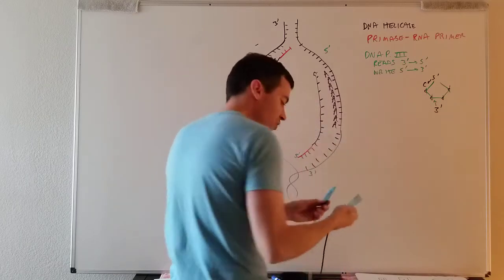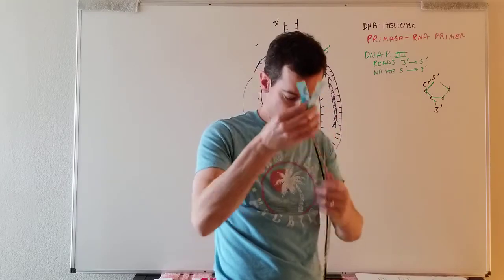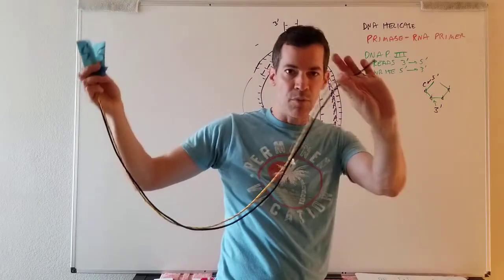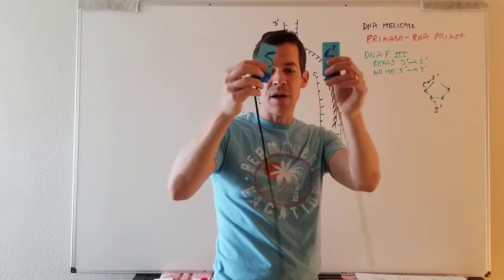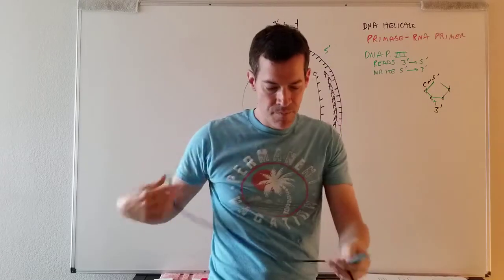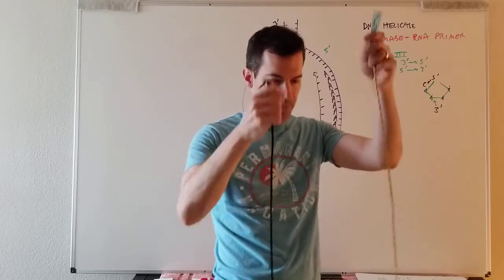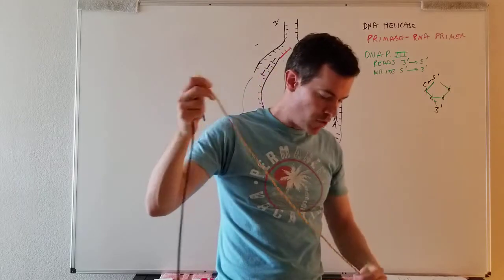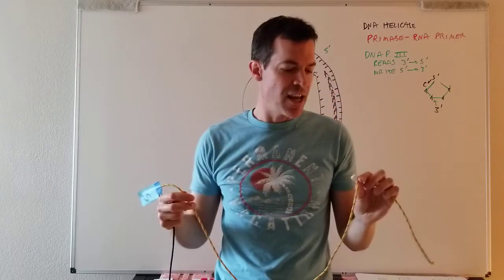Either way, the blue side is the 5 side. The side without blue is the 3 side. So this would be parallel. That's not the case. It's anti-parallel. And ignore that. That's where the string got damaged.